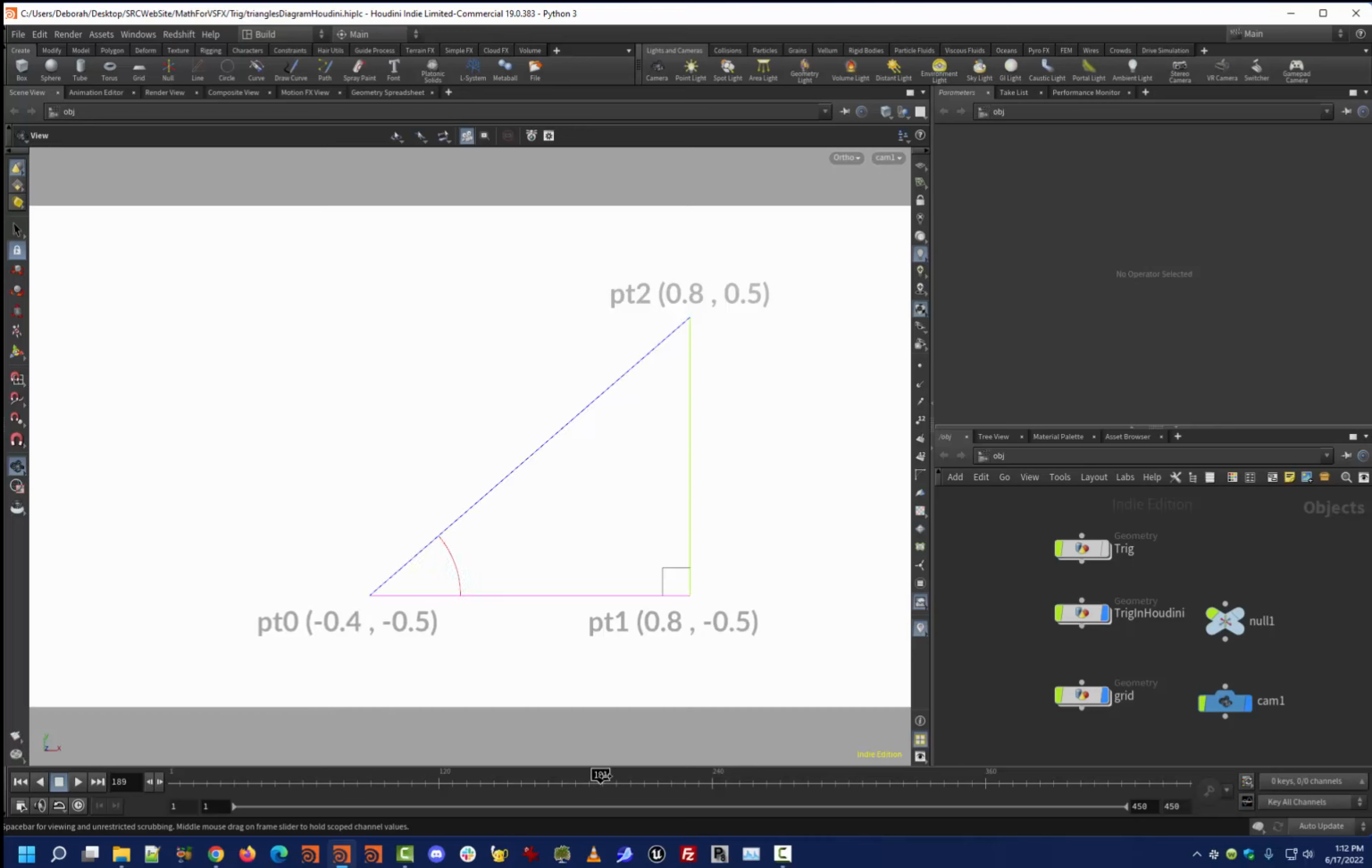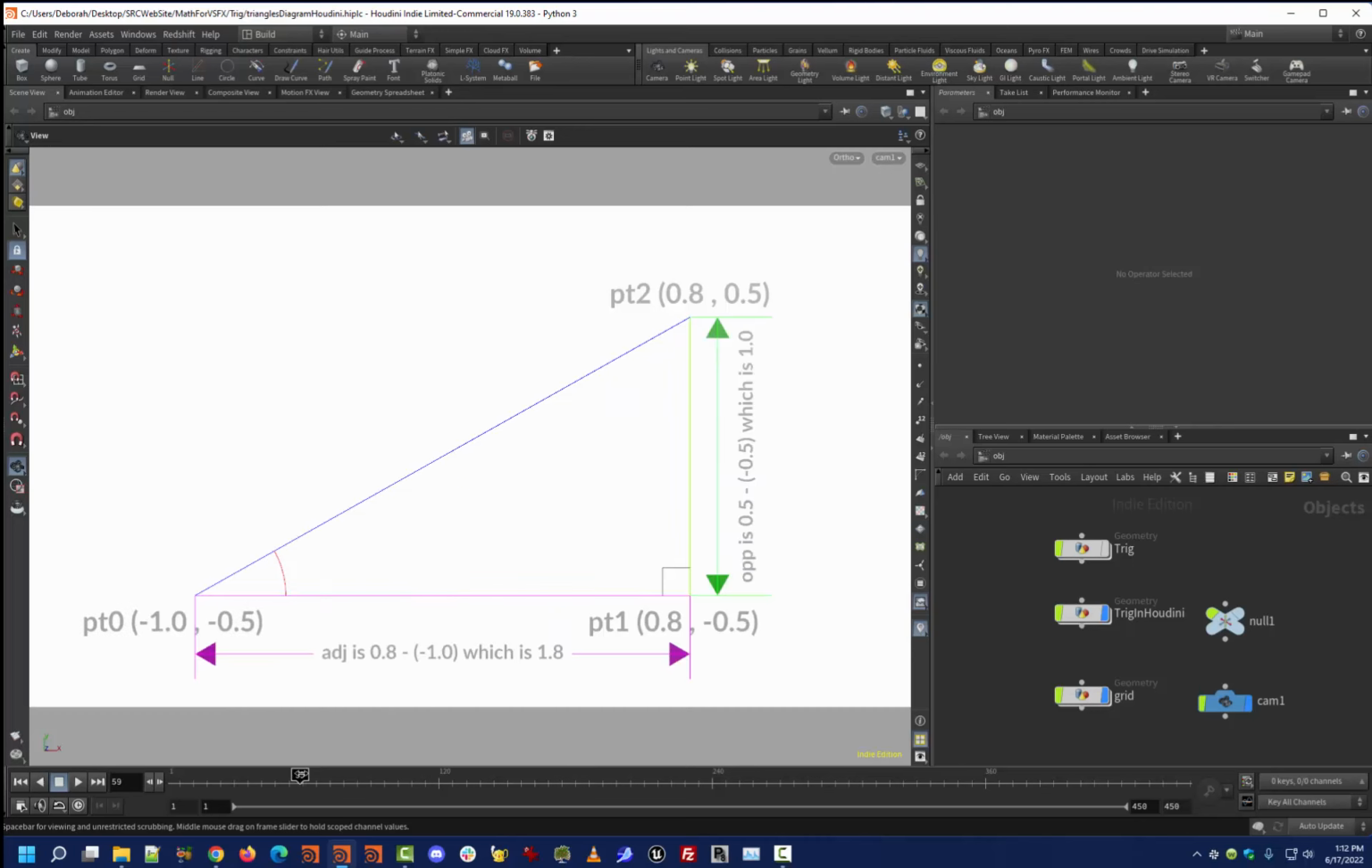Well, I use those principles that we just covered. So I'm just going to go back here. You can see that I have specific points that I'm referencing. For example, the opposite side is simply the difference between the y-coordinates. If we take 0.5 and subtract negative 0.5, we get 1. So the length of this segment is 1. If we look at the adjacent, if we take 0.8 and subtract off minus 1.0, that becomes an addition, and we get 1.8. So we now know the lengths of these two sides.